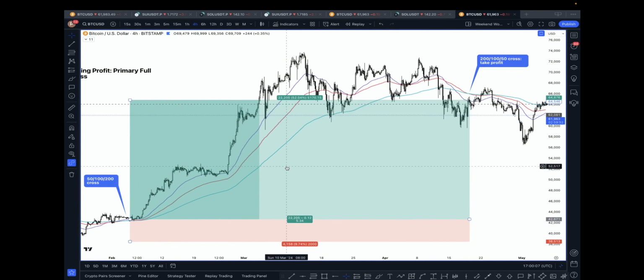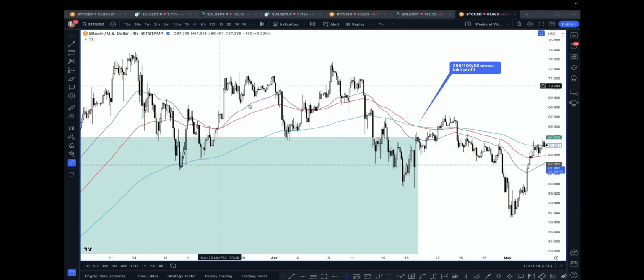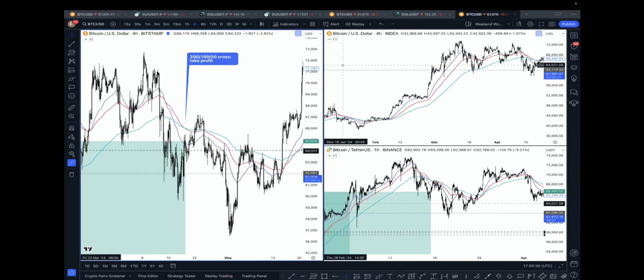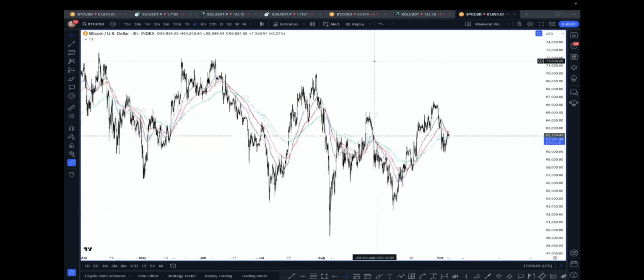The reason you exit is when they do the opposite. So they're all bullish, 50 above 100, above 200. You wait and wait and wait until the 200, 100, 50 cross, meaning the 200 is above the 100, which is above the 50. And you exit there. At the first point at which they are in the complete opposite order, that's when you exit, and you just exit the full position there. That's primary full cross. That's the simplest. That should make complete sense to everybody. If you're in because they're bullish, you're out because they're bearish. Yeah? Cool. Next.